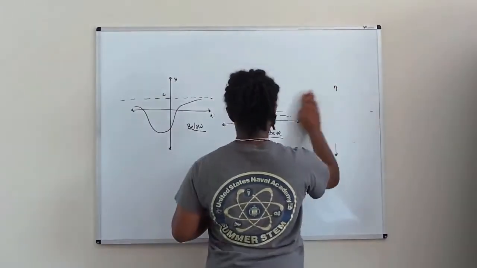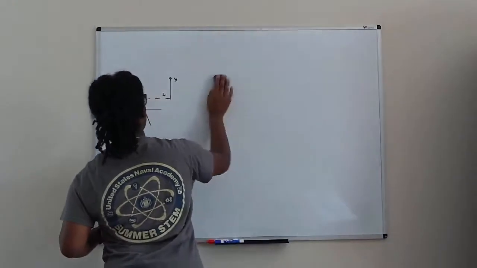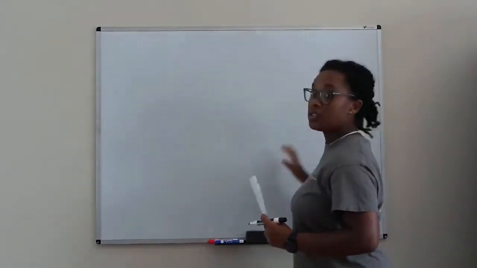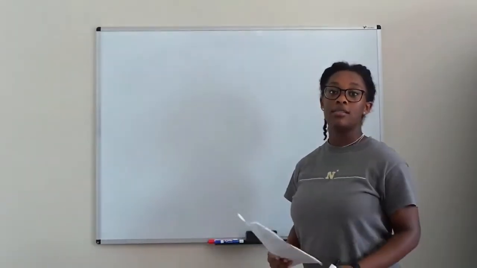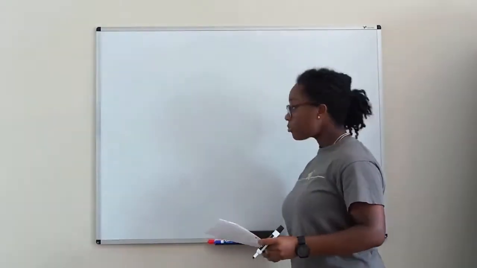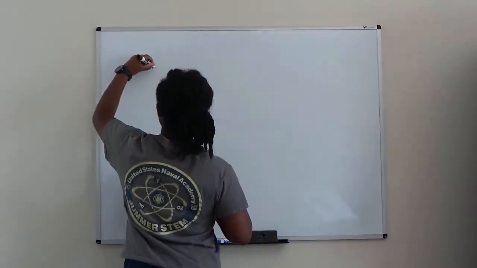And just a quick note, the graphs may have more than one horizontal asymptote. And then as we saw in the last illustration, the graphs may cross the horizontal asymptotes. Okay, so now we're going to move on to infinite limits.